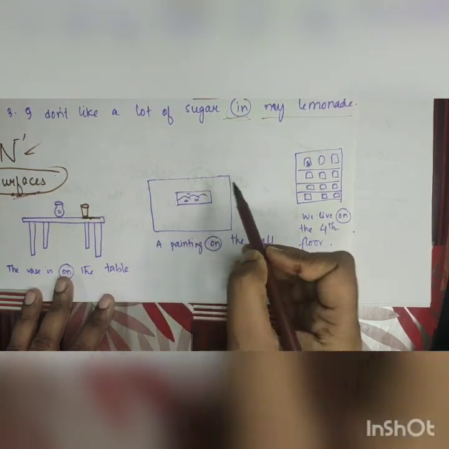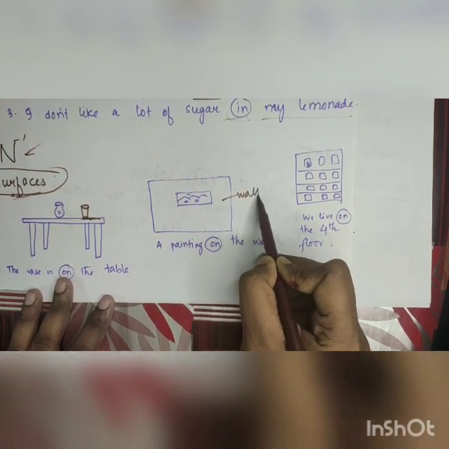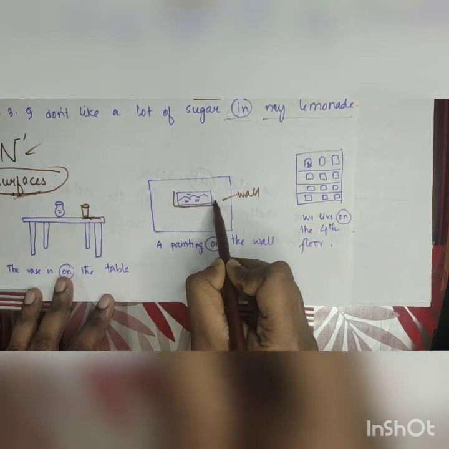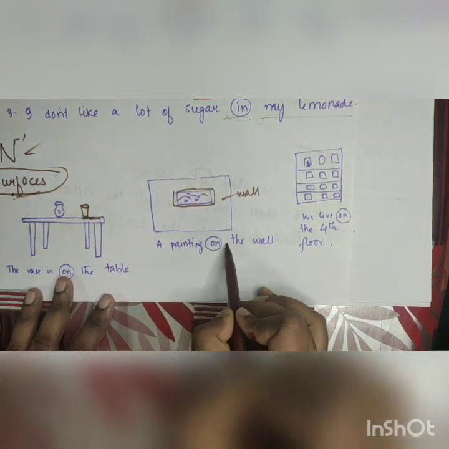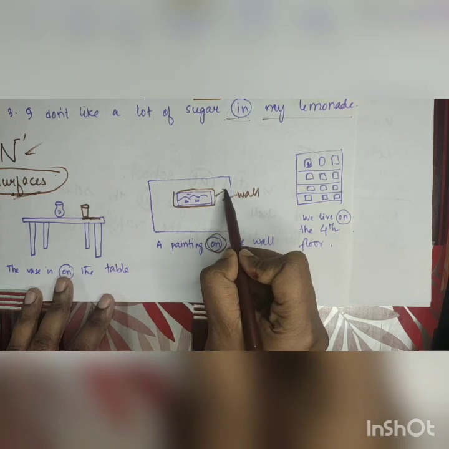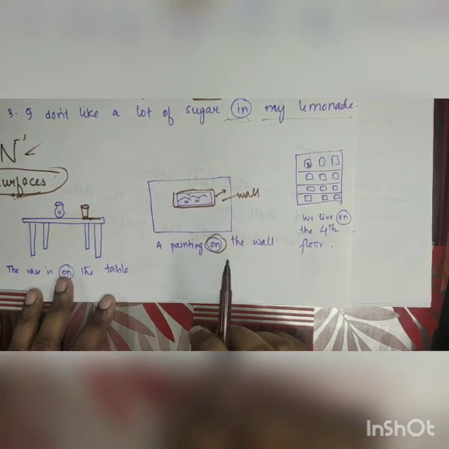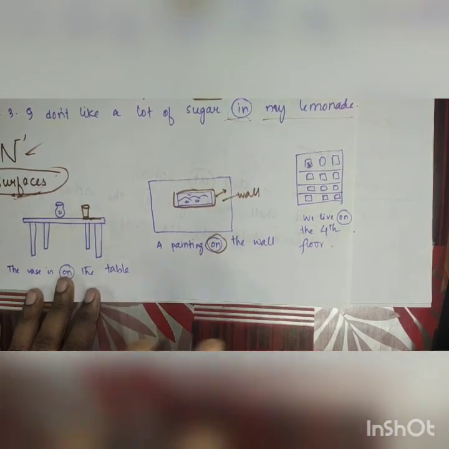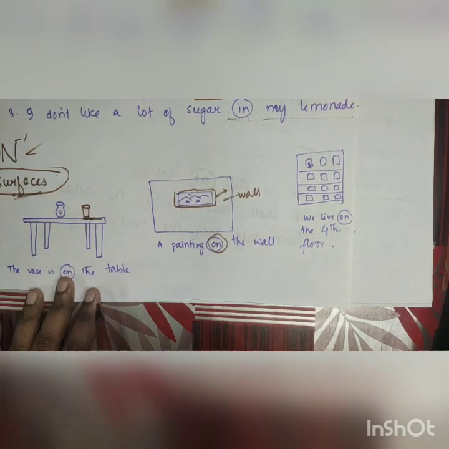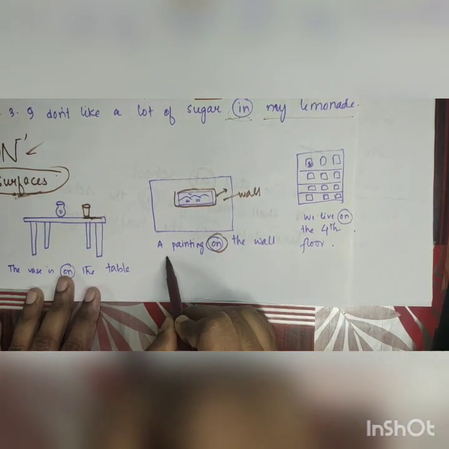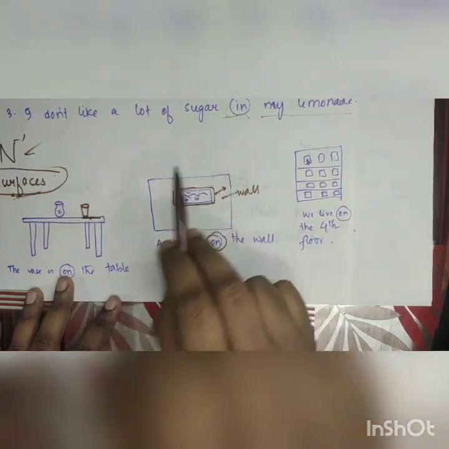So this is a wall. And this is a painting. And the painting is on the wall because it is touching the surface of the wall. When you stick a painting or a photograph on a wall, it's not that it's far away from the wall. It is touching the wall. So it is touching that particular surface.